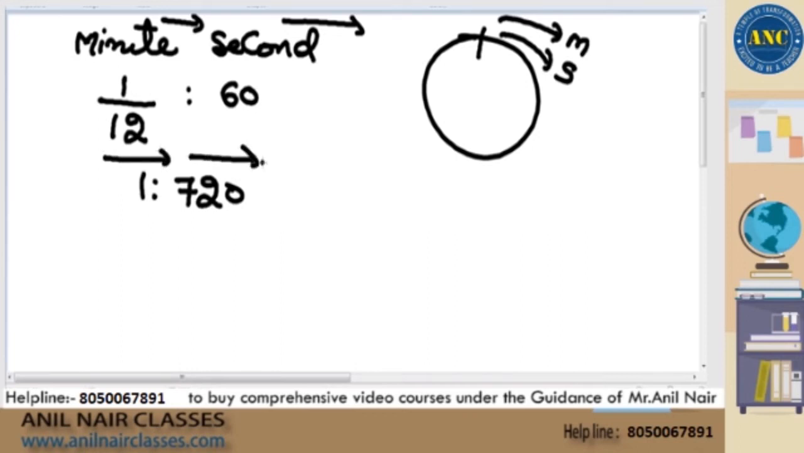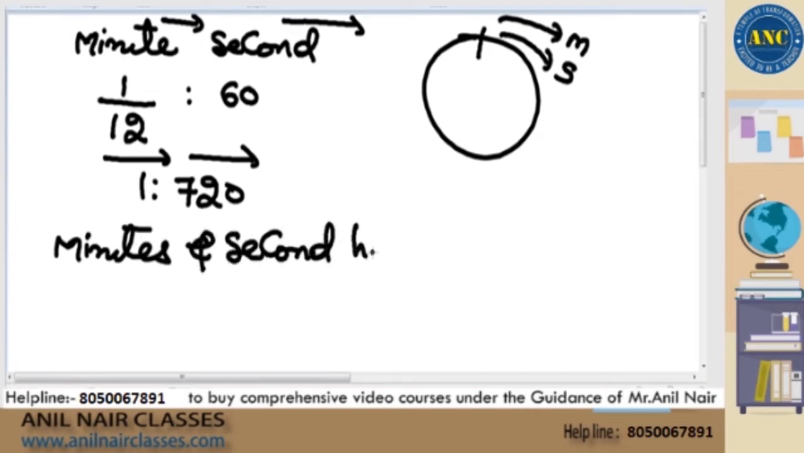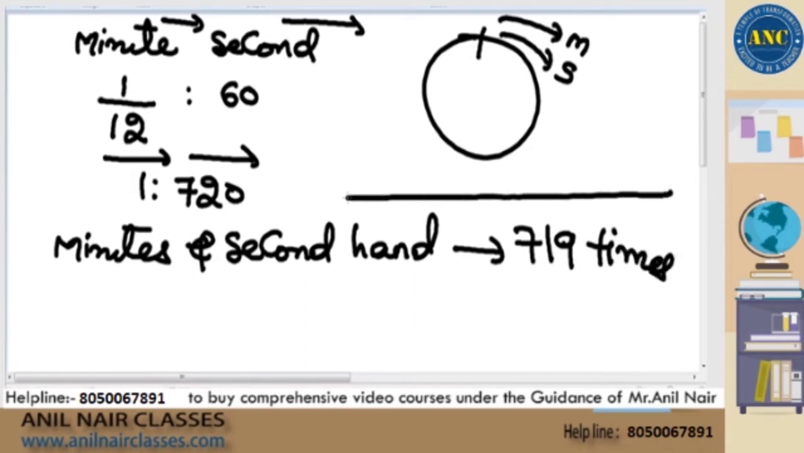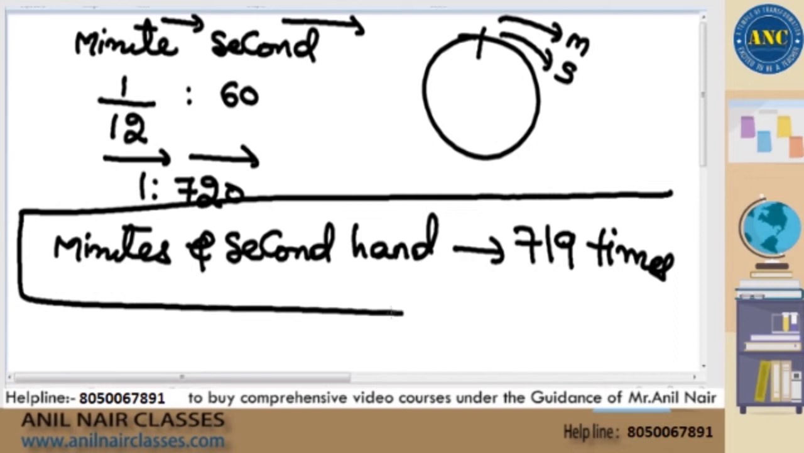This is the question which I prepared for one of the mocks. Minutes hand and seconds hand. Please write down. This is something which you will not get in regular textbooks. Minutes hand and seconds hand will coincide 719 times, S2 minus S1. Hours hand and minutes hand will coincide 11 times. That you will get in any book, but minutes hand and seconds hand.